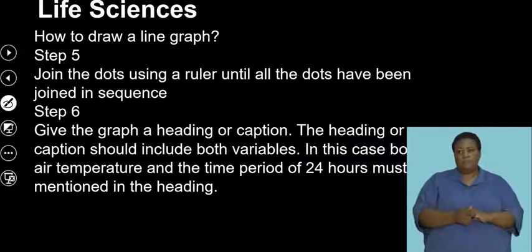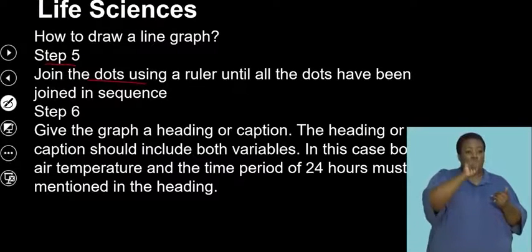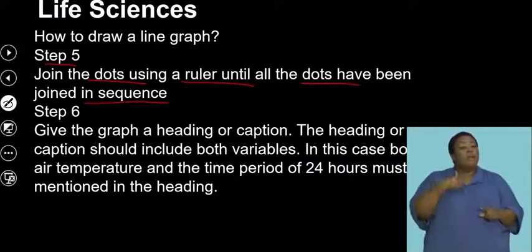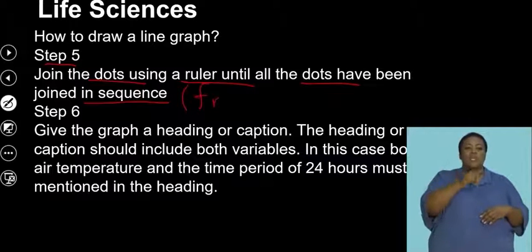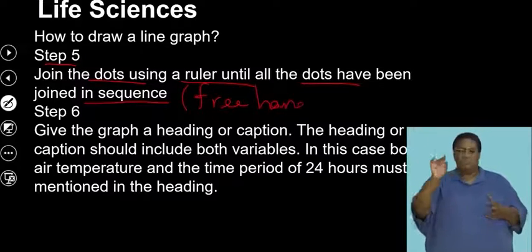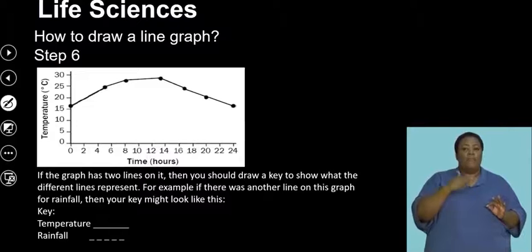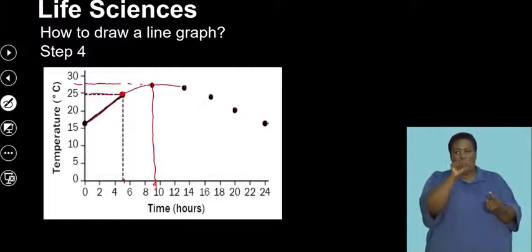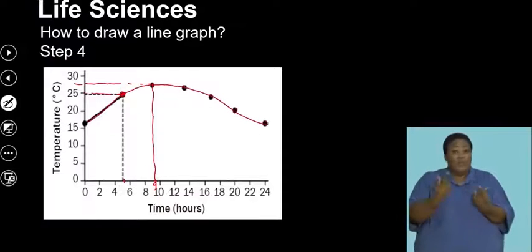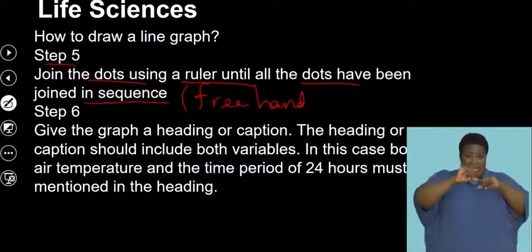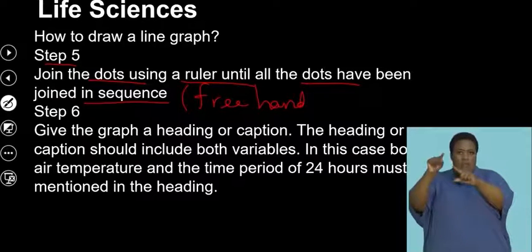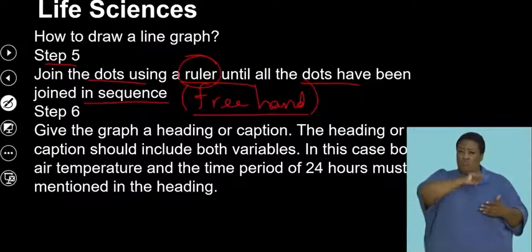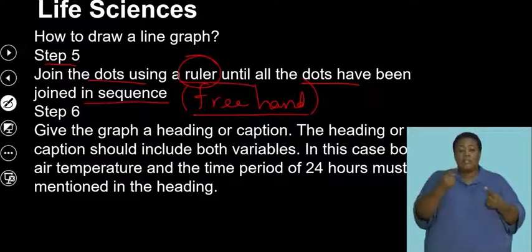Okay, let's look at step 5. Now we've got to join these dots using a ruler until all the dots have been joined in sequence. Now I know that sometimes your teachers encourage you to use freehand, which is simply connecting the points together. I'm going to go back and show you how I would have done that. So you follow the dots and you connect them freehand. And this could be done in science. I know that you're encouraged to use a ruler to do that. So look at the instructions. You either use your ruler, and if you don't trust your hands, and if you've got hands that do not draw straight lines, then do them with a ruler.